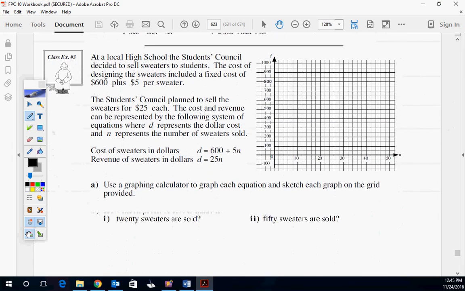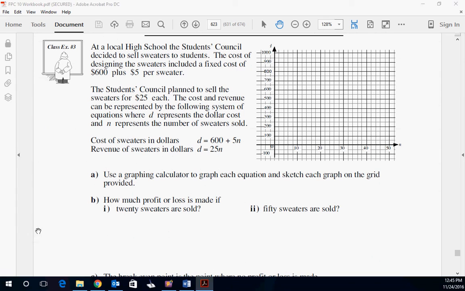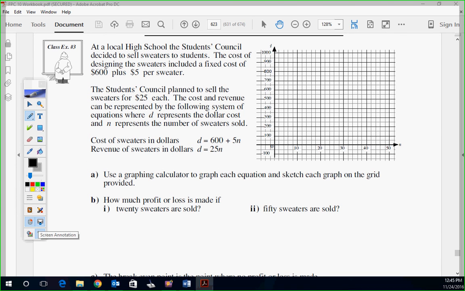Okay, so now we're talking about zooming in so that we can actually see what's going on in the picture. At a local high school, the Students' Council decided to sell sweaters to students. The cost of designing the sweaters included a fixed cost of $600 plus $5 per sweater. We want to highlight the important stuff. Let's not use red, though, because that's the information that develops my equation. The student council planned to sell sweaters for $25 each. So that's all they were going to do, just $25.